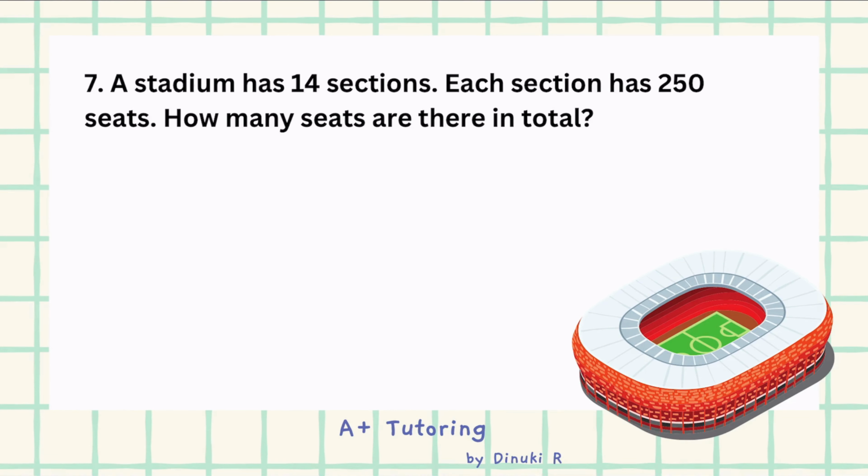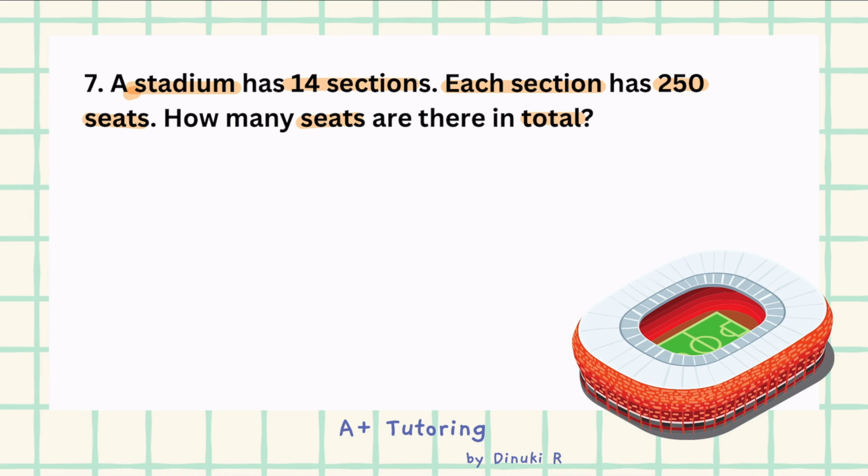Okay, question number 7. Pause the video here and take a second to read through the question. Okay, now that you've had a chance to read through it, let's go through it together. A stadium has 14 sections. Each section has 250 seats. How many seats are there in total?